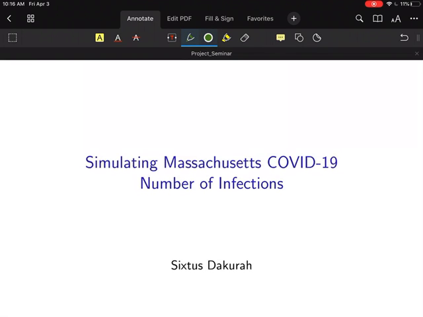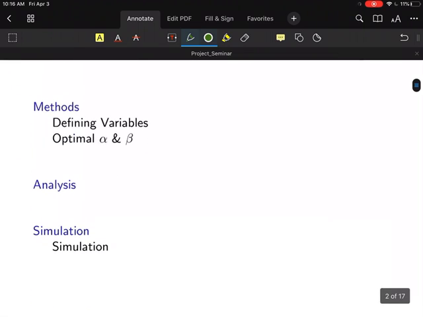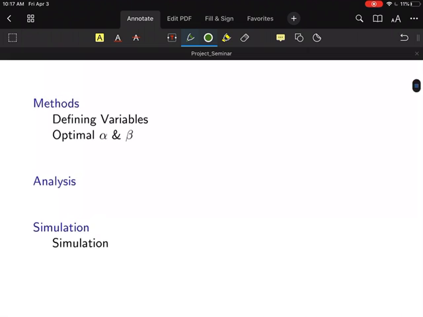So this is my analysis on simulating the Massachusetts COVID-19 number of infections. As an outline, I'll first define my variables, and then I'll show how to obtain my optimal alpha and beta. Then using the data we've collected so far, I'll do some analysis to obtain these optimal values of alpha and beta. Then I'll use these optimal values to do some simulations.